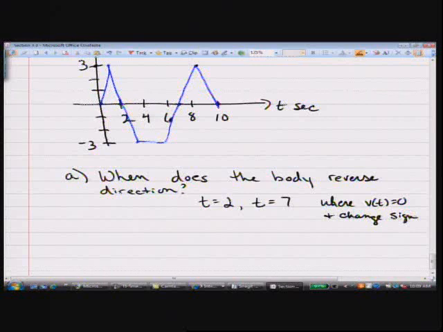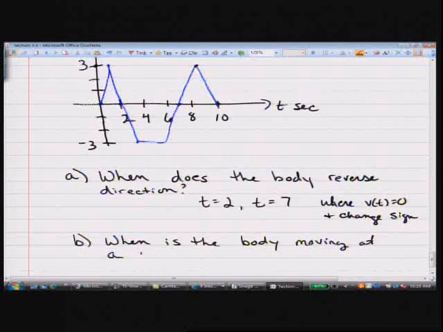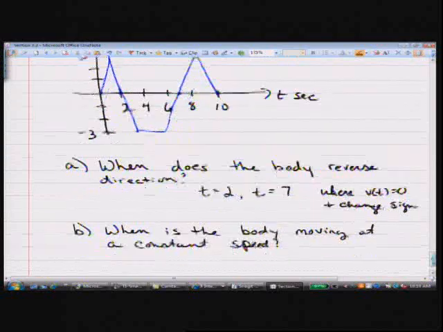Okay? Now, when approximately is the body moving at a constant speed? Yeah. That's just when you're horizontal, right? Speed. So that would be from about 3 to 6.